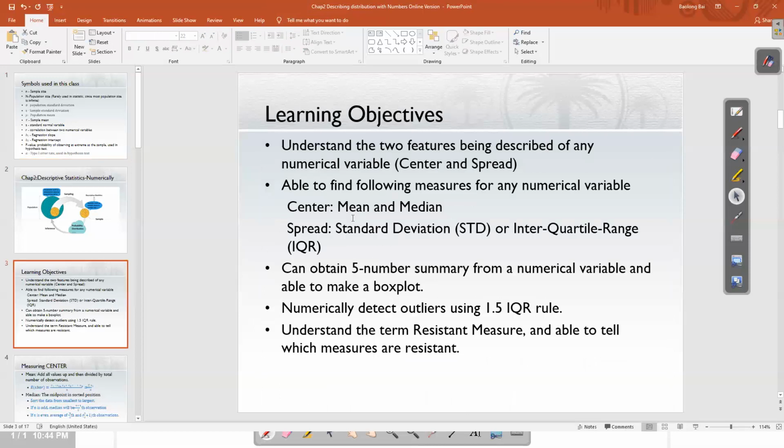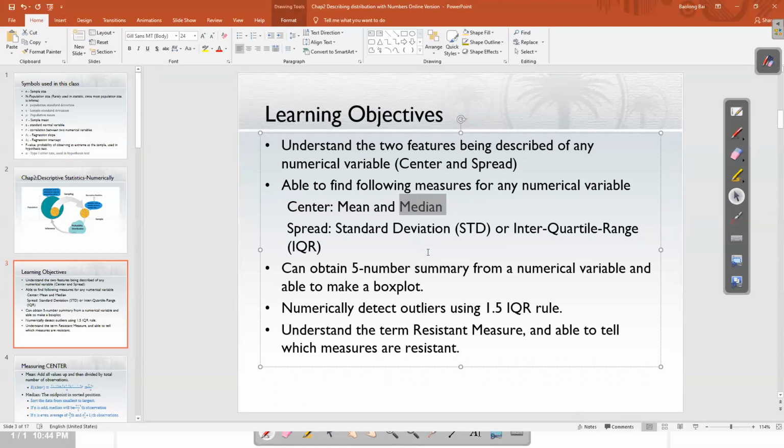Right, so today we're gonna learn how do we describe data using numerical values. So learning objective, we're gonna focus on the 2 common features, center and the spread. So there are 2 ways to describe the center. So we can quantify the center in 2 different ways. One is mean, the other is median, right? So mean is just average. So everyone knows what average is, right?